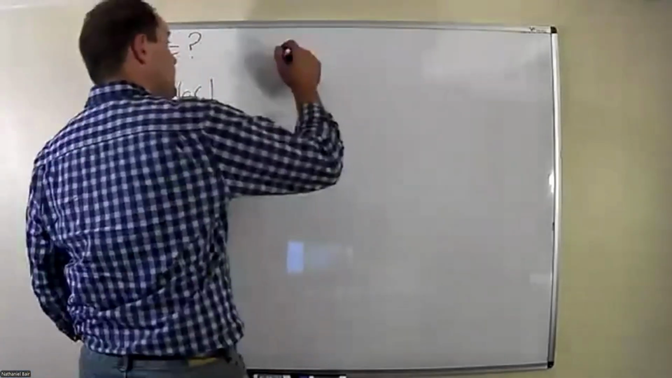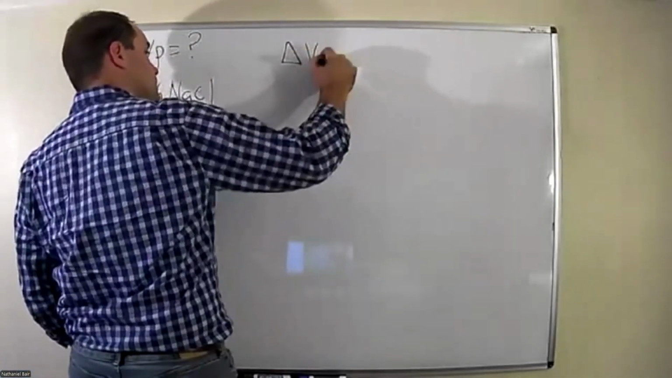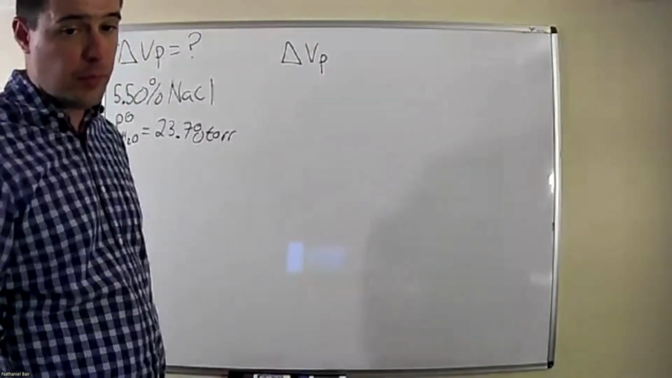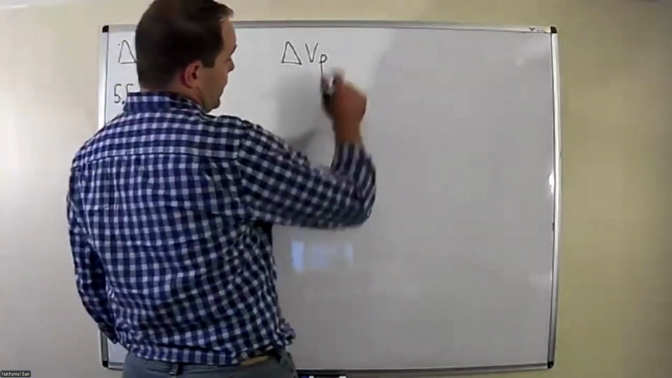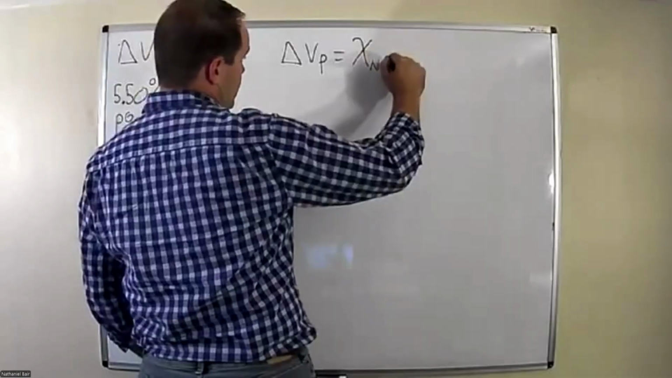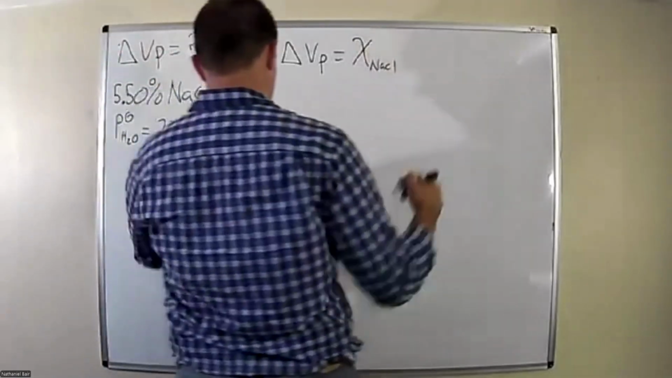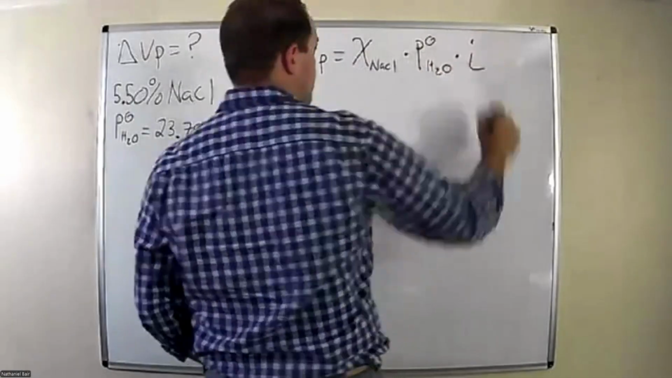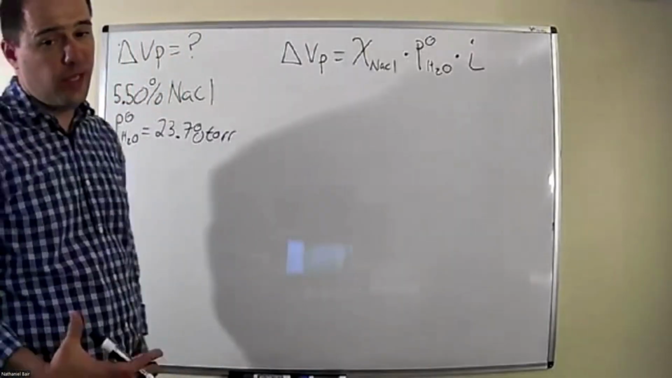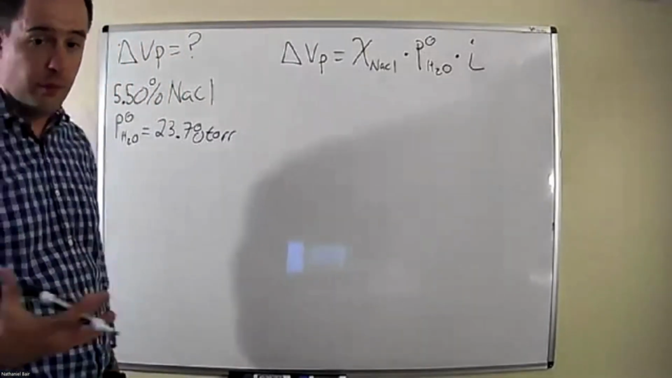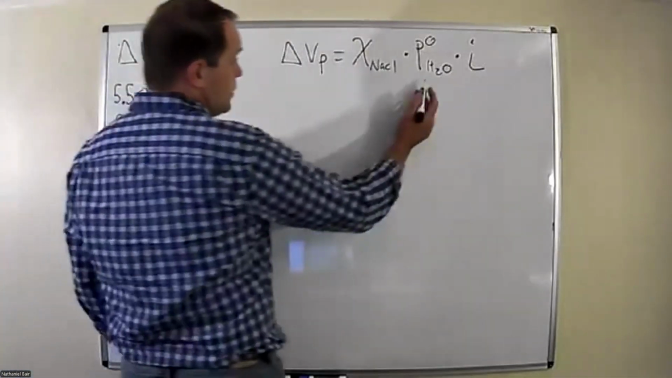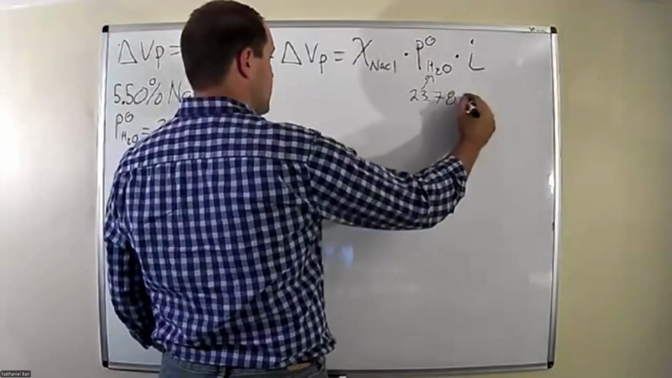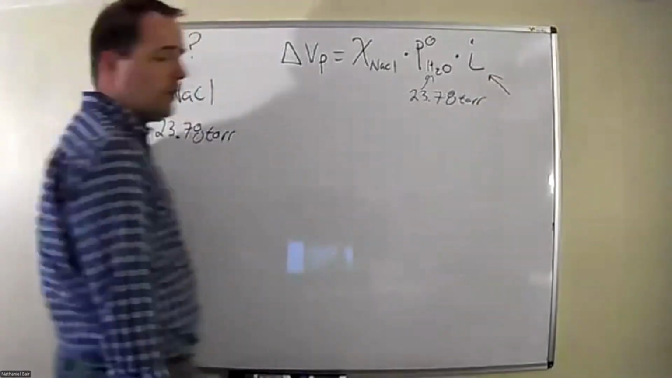All right. So the formula we'd like to use eventually is the change in vapor pressure formula, because I want to know how much lower is the vapor pressure. So what's the change in the vapor pressure? The change in vapor pressure is going to be equal to the mole fraction of the solute, which is sodium chloride, times the pure vapor pressure of the solvent, water, times the van 't Hoff correction factor. And we really have two of these things to start with pretty easily. We have the pure vapor pressure of the solvent. That's this, so this is going to be 23.78 torr.